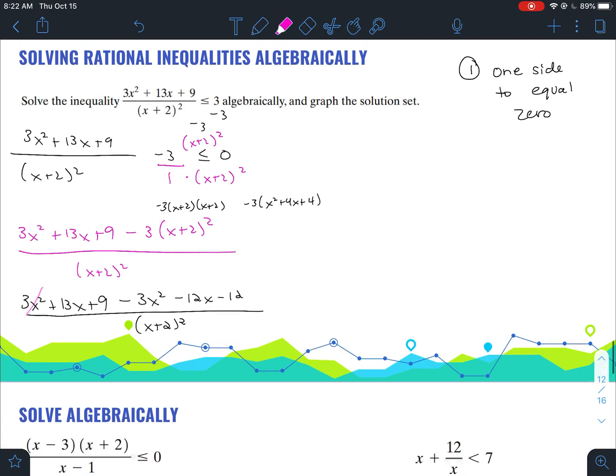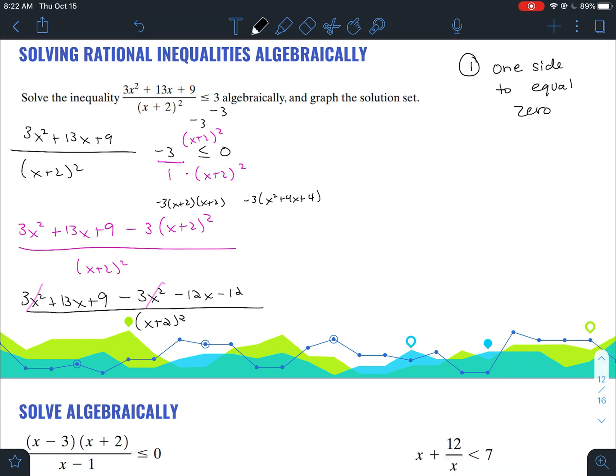And so some things are going to cancel. The 3x squareds cancel. And then we are left with 13x minus 12x, which is just 1x. So I'm left with 1x. And then 9 minus 12 is negative 3. So I have (x minus 3) over (x plus 2) squared. So once you have one side equal to 0, and we do now, is less than or equal to 0. So since I want it to be less than or equal to 0, I want it to be below the x-axis because I want them to be negative values.